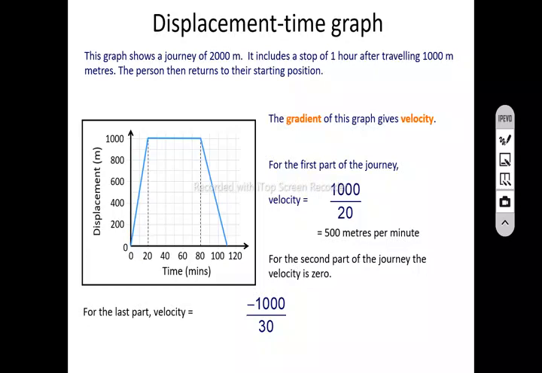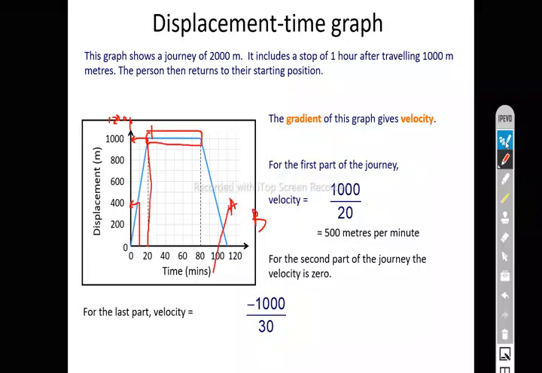We're going to look at the calculations. After we plot the graph and draw the line, going up, then flat, then coming down, we want to calculate the gradient. For the first part of the journey, the gradient of this graph is velocity. So write this question: determine the velocity.